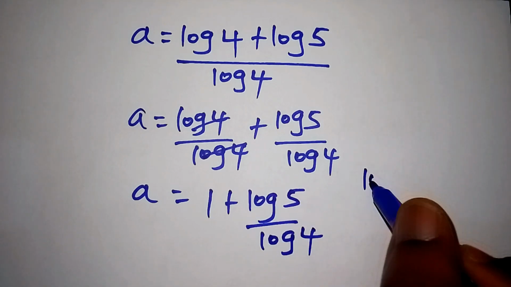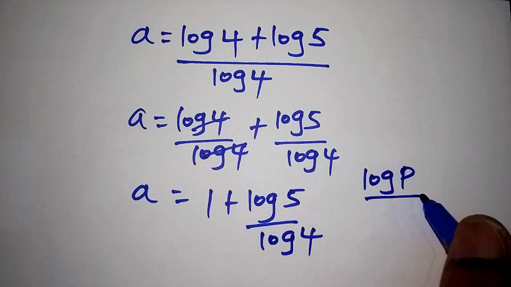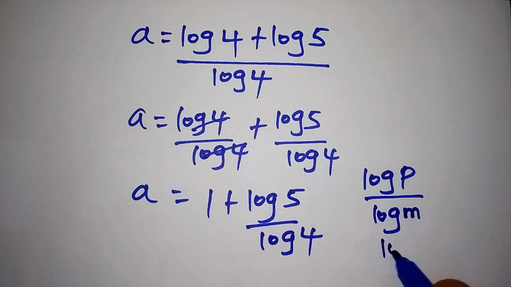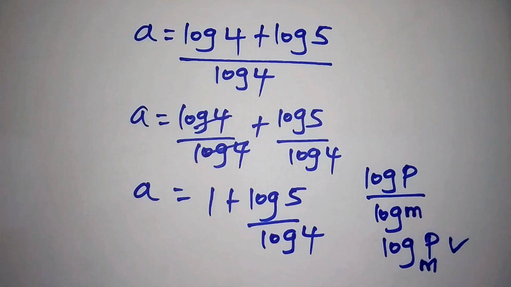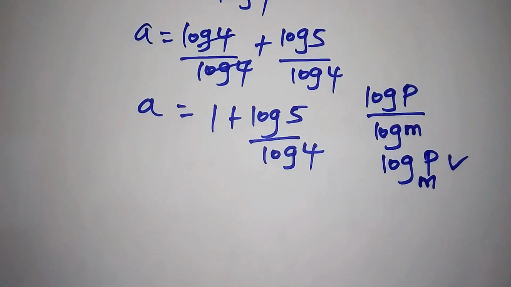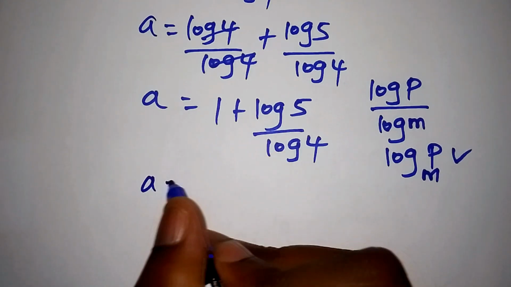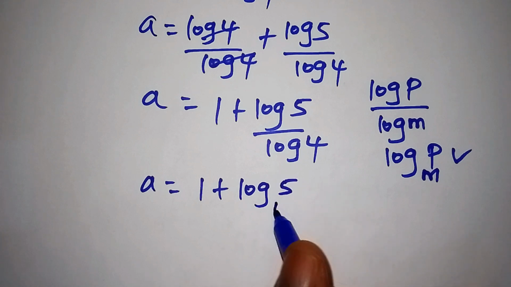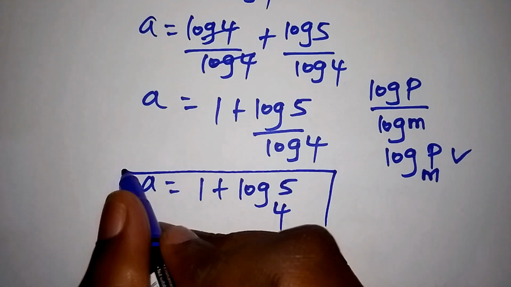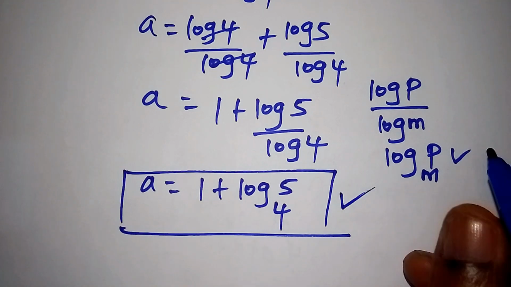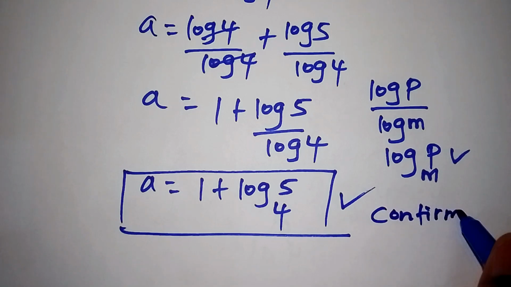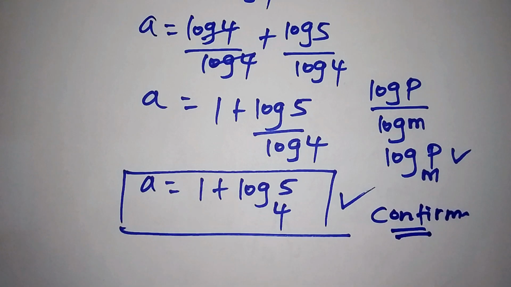So when you have, for example, the log of p all over the log of m, this one can be written as the log of p to the base of m. So our final answer now shall be a is equal to 1 plus the log of 5 to the base of 4. So this one now qualifies to be almost correct and the best answer. So let's now confirm this answer if it is indeed true.